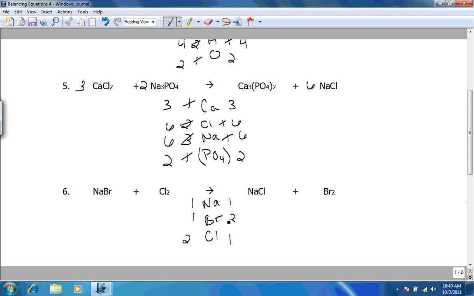So if we look in here, sodiums are balanced. We have one bromine and two bromines over on the right. So I'm going to multiply sodium bromide by 2 to make that balanced. That changed the sodium too in the process. So we can go back and we can change the sodiums on the right-hand side and multiply NaCl by 2. That also changed the chlorines. And there's your balanced equation: 2, 1, 2, and 1.